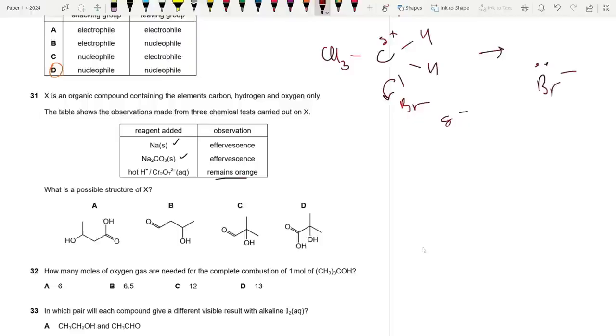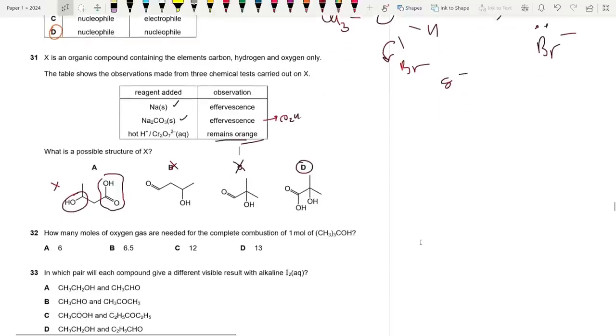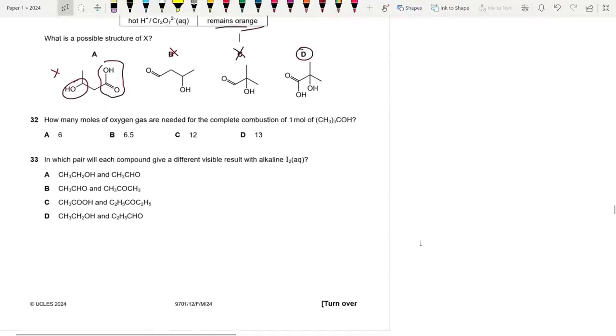So what are we looking for? We are looking for the carboxylic acid group, but it can't have a primary or secondary alcohol. So A does have a carboxylic acid, but it has a secondary alcohol which can be oxidized, so this is wrong. B does not have a carboxylic acid, so it's wrong. C does not have a carboxylic acid, so it's wrong. D is the correct answer. Why? It has a carboxylic acid group as well as a tertiary alcohol which cannot be oxidized. So 31D makes sense.